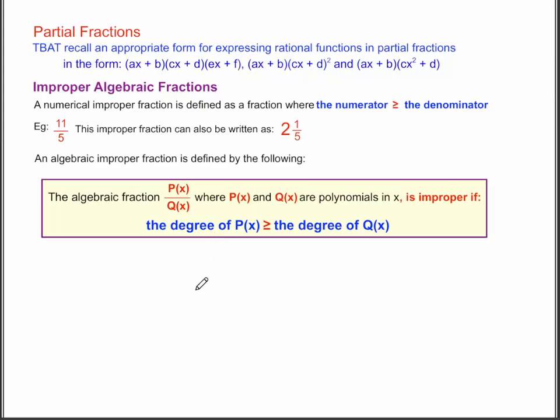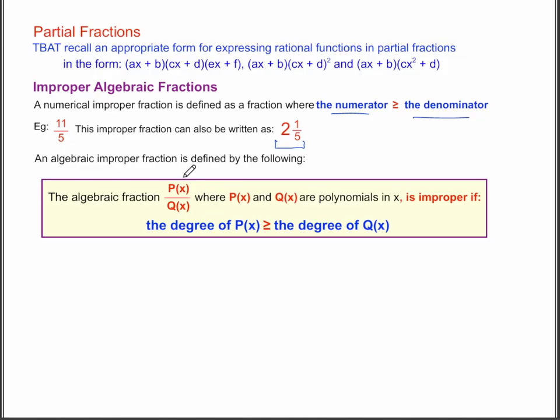This is a lesson for partial fractions. Firstly, we're going to talk about improper algebraic fractions. What exactly are they? We know that a normal improper fraction is a fraction where the numerator is greater than the denominator. For example, 11 over 5. And this improper fraction can also be written in mixed form as 2 1 over 5.